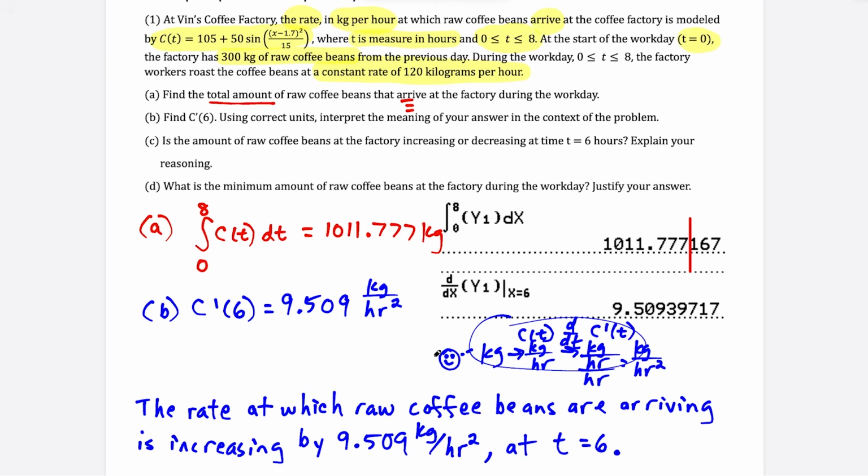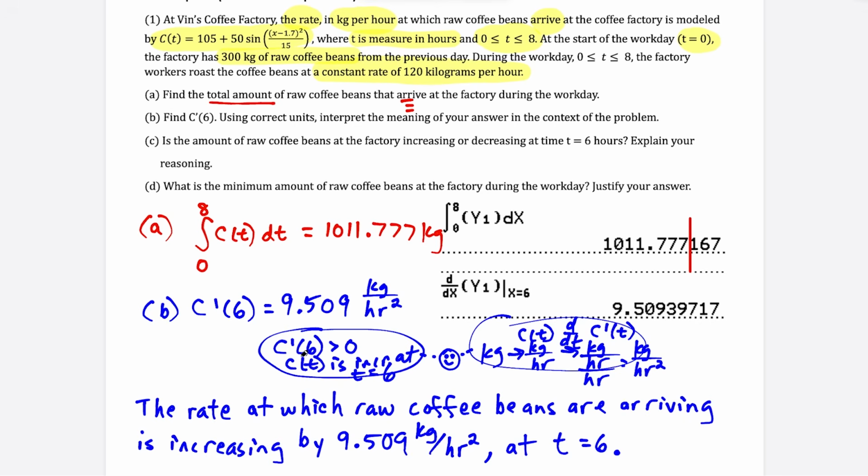Now, one thing I want to mention before we move on, my thought process for how I write these sentences. When I think about C prime of 6 is positive, this is what I'm thinking about. C prime of 6 is positive. This means that C of t is increasing at t equals 6. So that's actually what's going on in my head as I say, okay, first, C prime of 6 is positive, means C of t is increasing at t equals 6.